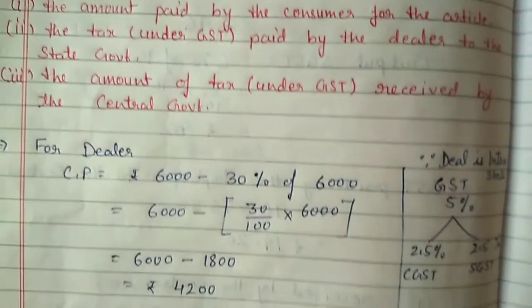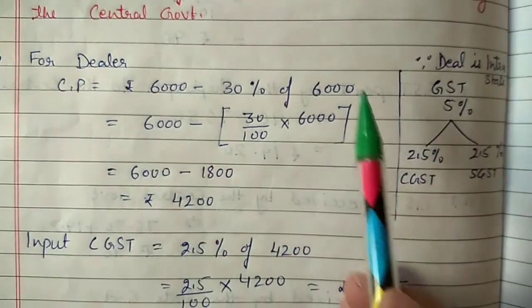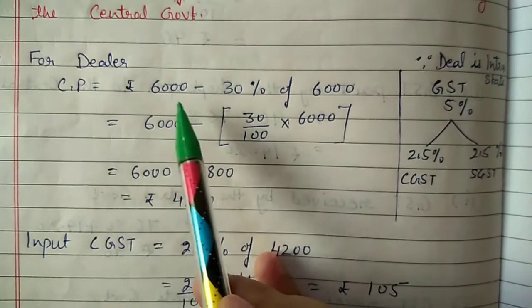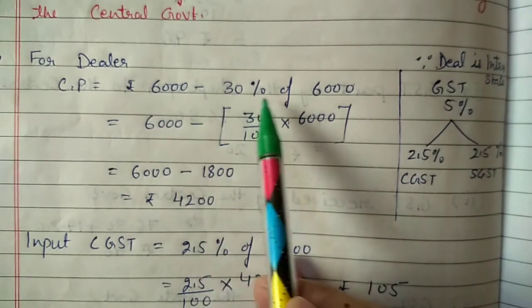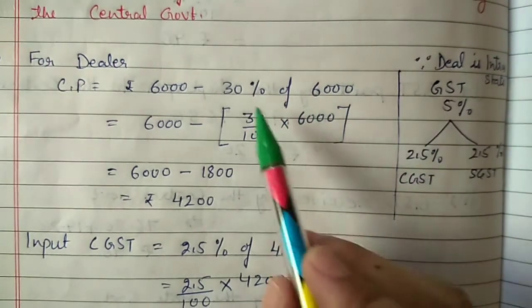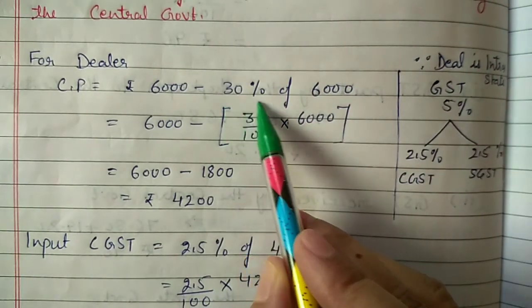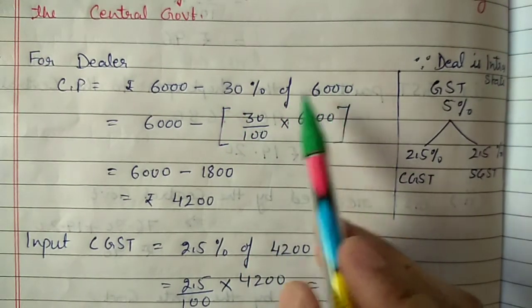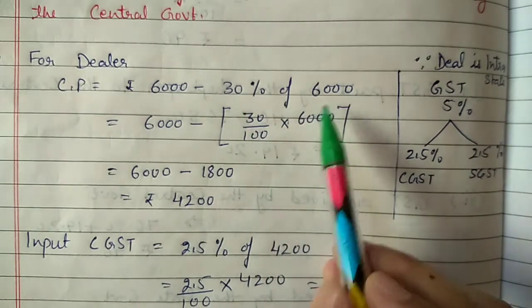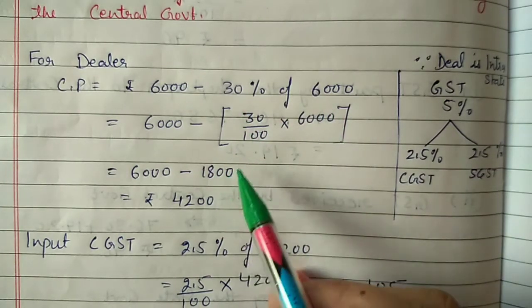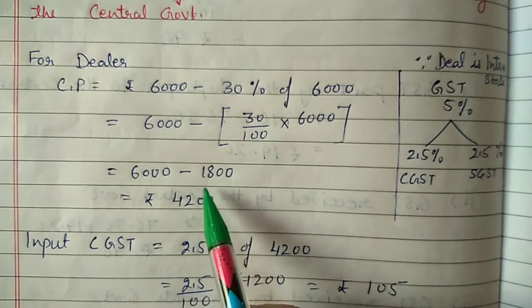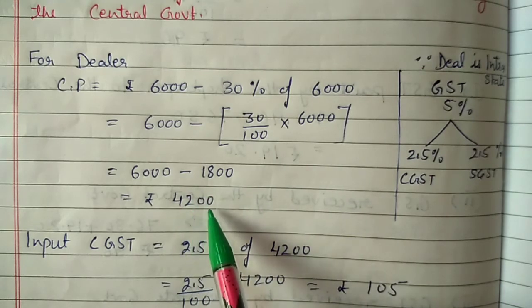So first of all, for the dealer we will calculate. For the dealer, cost price is 6000 minus 30% of 6000, because the dealer is getting a 30% discount on the marked price. 30% of 6000 is 1800 rupees. So finally the dealer is paying 4200 rupees.